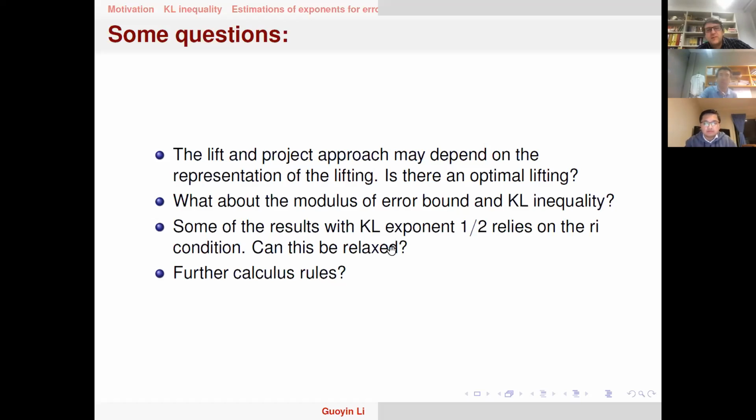Of course, you will see that the results sometimes hinge on relative interior conditions. Whether this kind of condition can be relaxed or not is also an interesting question. And do we have further calculus rules? Also, coming back to the previous conjecture of Tom Luo and Tseng, whether the conjecture is true or not, with the local error bound with exponent 1 over 2 to the power p, where p is the number of quadratic functions involved, I also don't know.